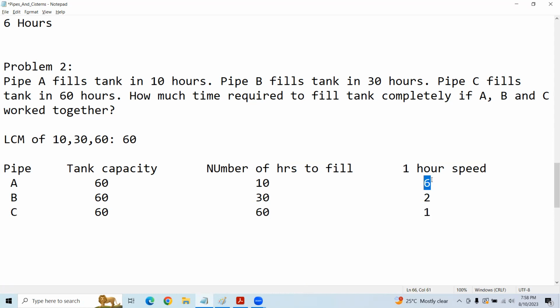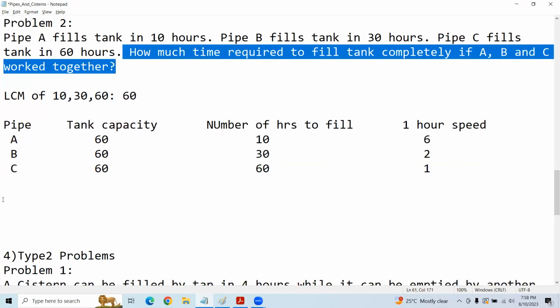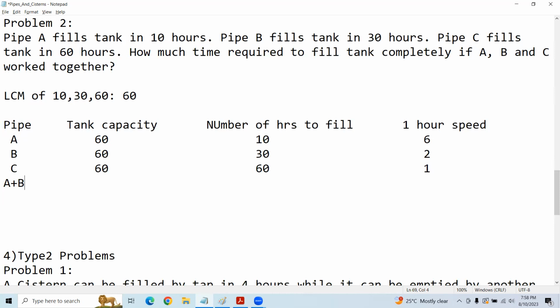So what we have done is we have found the 1 hour speeds of A, B, C, that is 6, 2, 1. Now what they're asking is how much time is required to fill the tank completely if A, B, C are open together. We know that tank capacity is going to be constant. What is the 1 hour speed when we consider A, B, C? It will be 6 plus 2 plus 1. 6 plus 2 is 8, 8 plus 1 is 9.